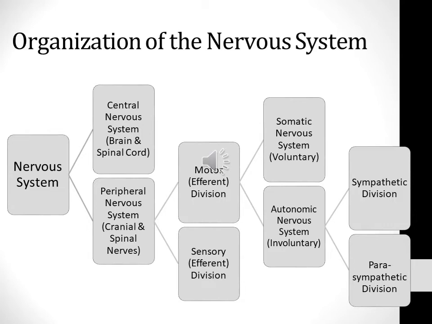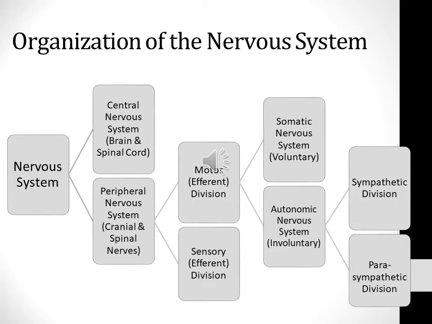So somatic, being voluntary, is dealing with your central nervous system to your skeletal muscles. It's more that conscious control. And the autonomic or involuntary nervous system is dealing with the central nervous system to smooth muscle, cardiac muscle, and glands. And you're talking about getting that automatic response.